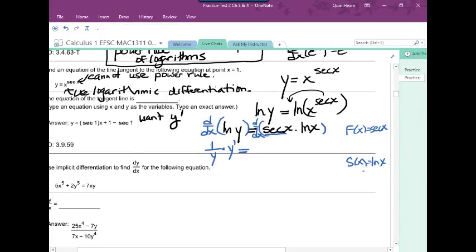So what's the rule for the derivative? There's a rule for the derivative of each trig function. Does anyone know the rule for the derivative of the secant?